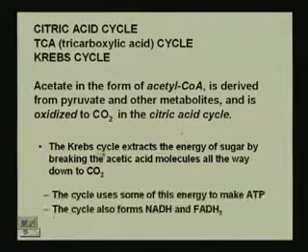The Krebs cycle actually extracts the energy of the sugar by breaking the acetic acid molecules all the way down to carbon dioxide enzymatically. The cycle uses some of this energy to make ATP, and it also forms NADH and FADH2. Later, we are going to see an energy balance and see exactly what is the amount of energy we are going to get from a single molecule of glucose.